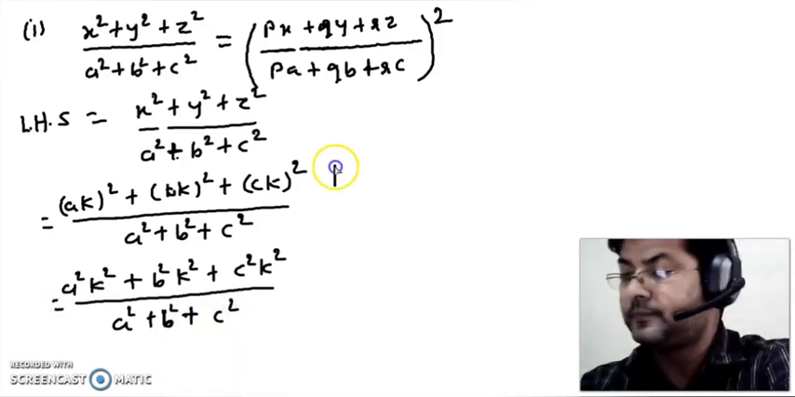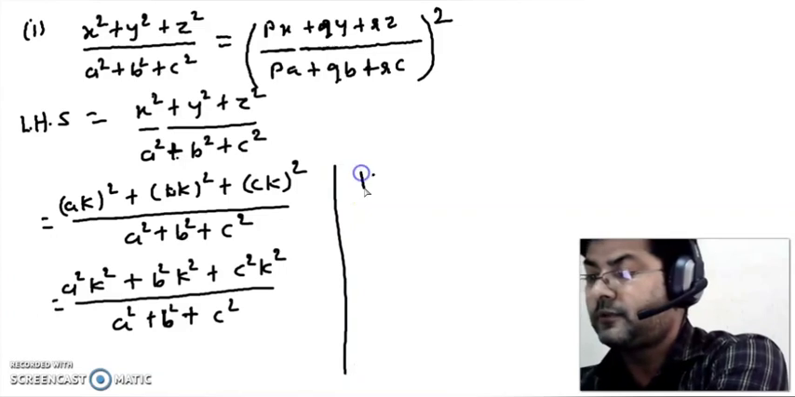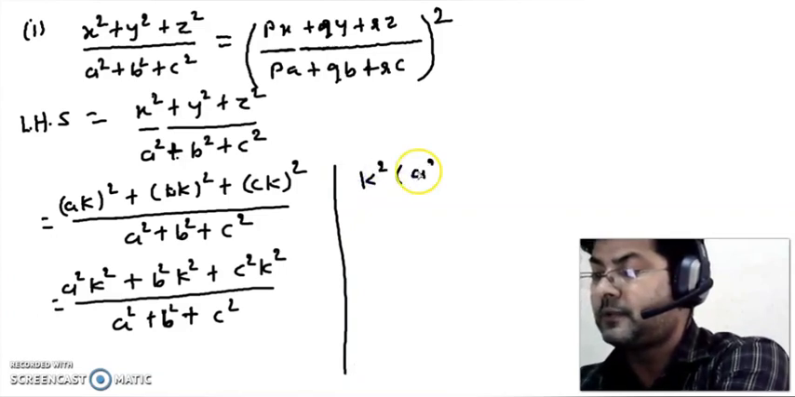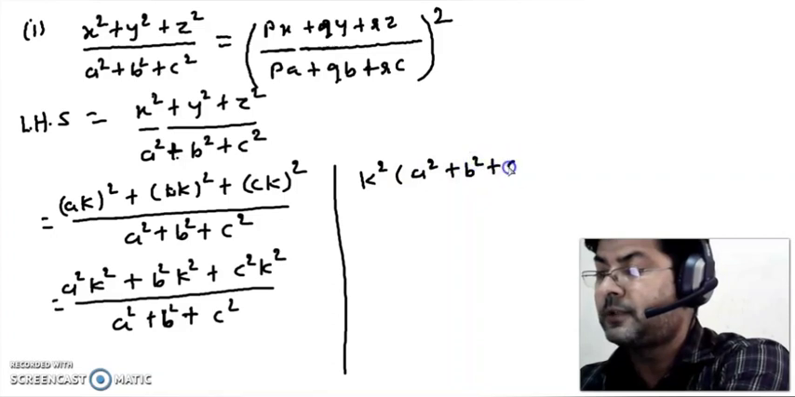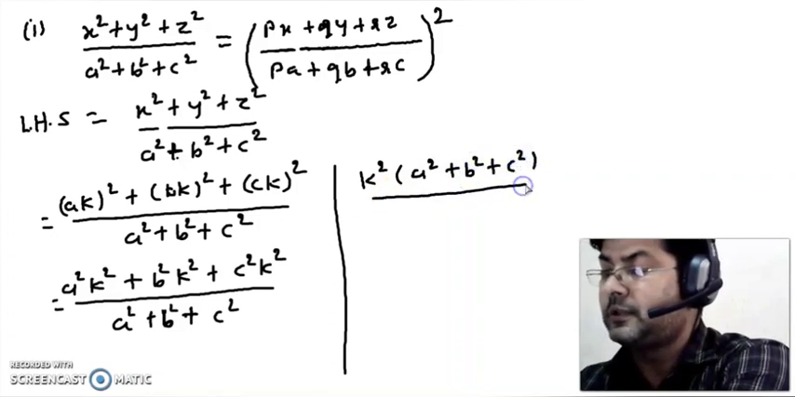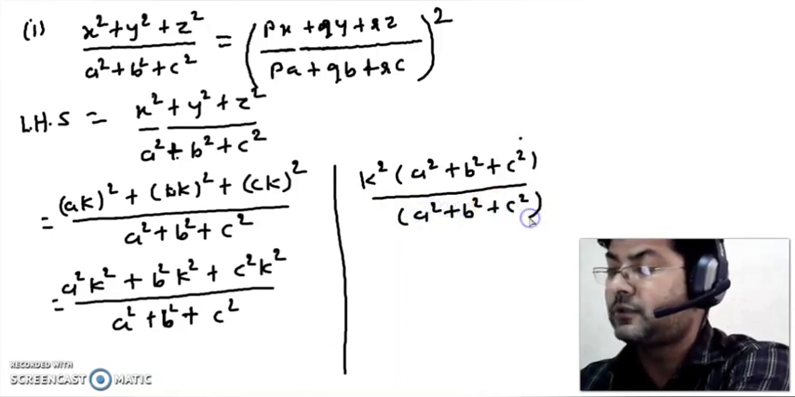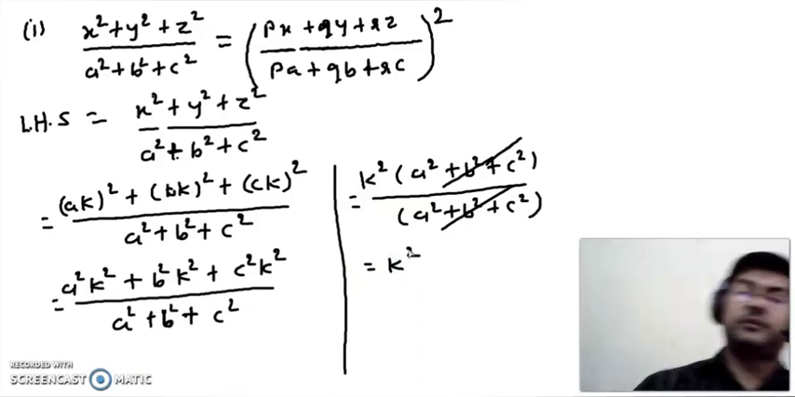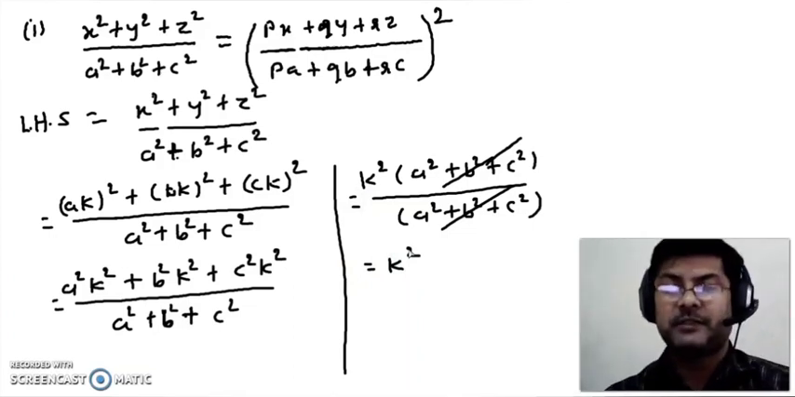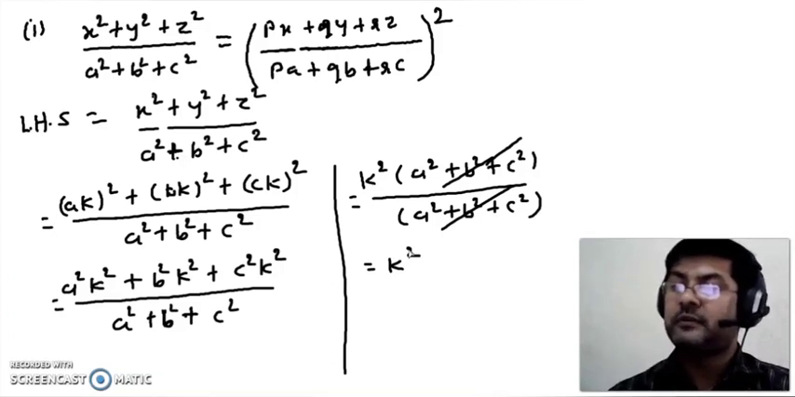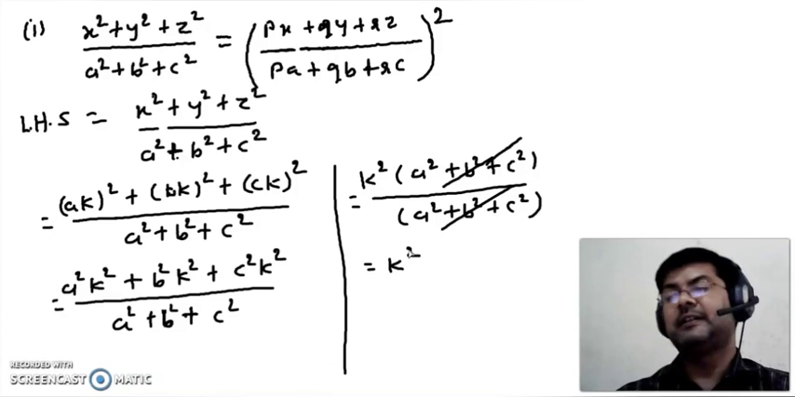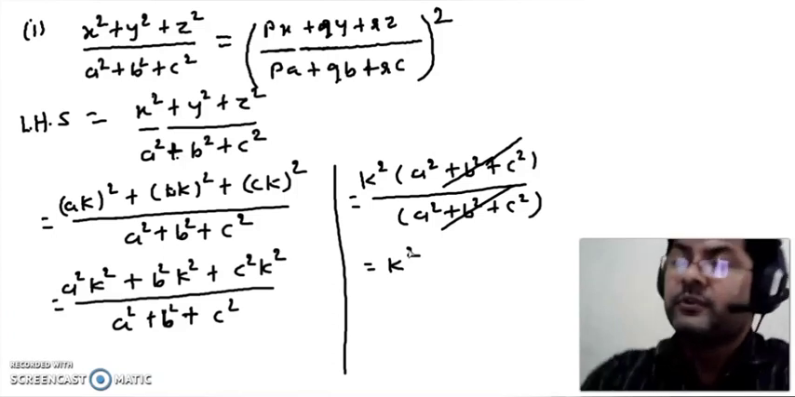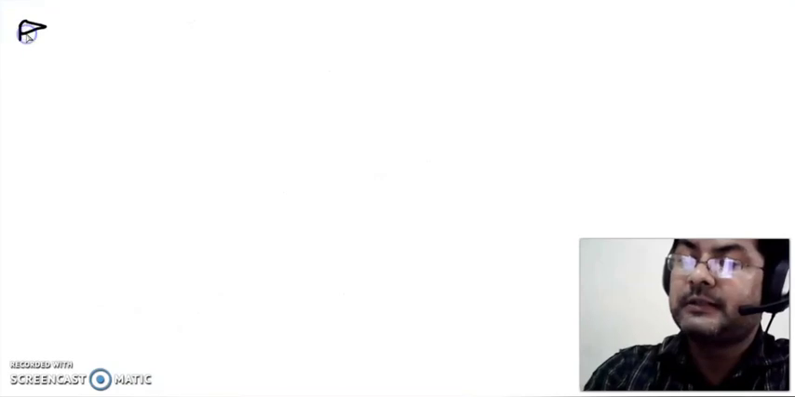Okay, now take k square common from the numerator, so what is left in the bracket is a square plus b square plus c square, and the denominator is also a square plus b square plus c square, so we can reduce the bracket. Okay, so LHS is equal to k square. Now similarly we will simplify RHS by substituting the values of x, y, z, and then we'll bring k square. Clear? So let us take now the right hand side.